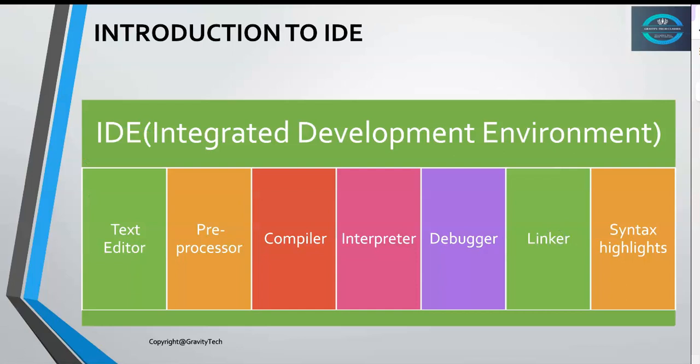This slide talks about what exactly the IDE has in all. IDE में ये सभी components होते हैं: text editor, preprocessor, compiler, interpreter, debugger, linker, syntax highlighting. Text editor is where you code your logic. Preprocessor does preprocessing on the code written by the user in the text editor. Compiler takes the output of the preprocessor as input and compiles it to generate machine code which the computer understands.